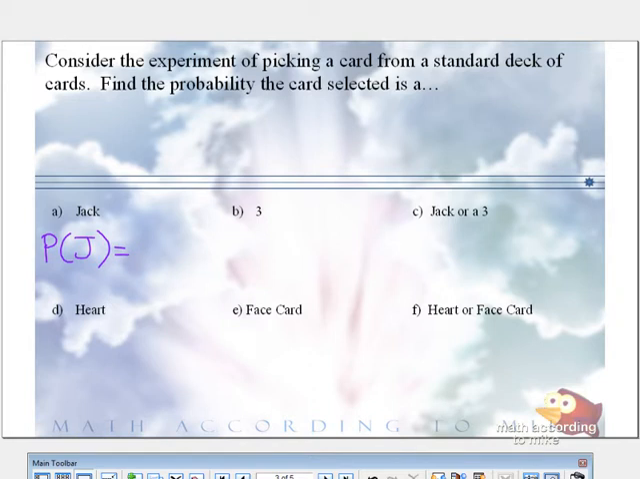How many jacks are there in a deck? Out of how many cards total? 52. Good. And this reduces down to 1/13. How many threes are in a deck? 4. Out of how many cards total? So the probability is also 1/13.